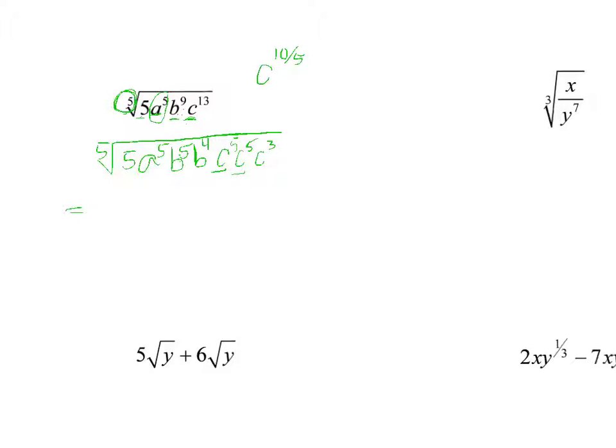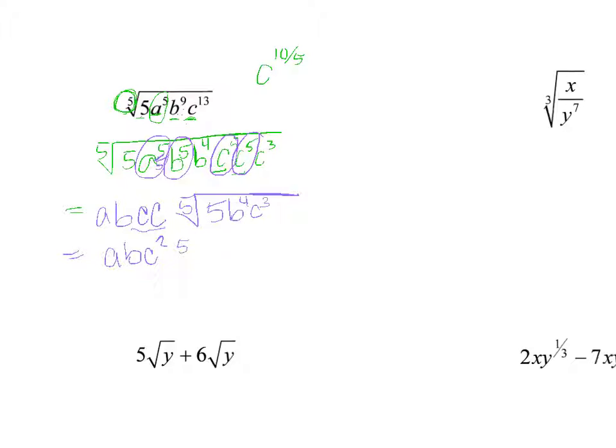Now what I like to do is circle the things I can root. So I can take out this group of 5, this group of 5, this group of 5, and this group of 5. So on the outside, I'm going to have A. Remember, you're taking the fifth root, which means you're dividing by 5, so the 5's cancel out. I'm going to have B. I'm going to have 2 C's. And then I still have the fifth root of 5B to the 4th C cubed. Now, C times C is C squared, so A, B, C squared, fifth root of 5B to the 4th C cubed.